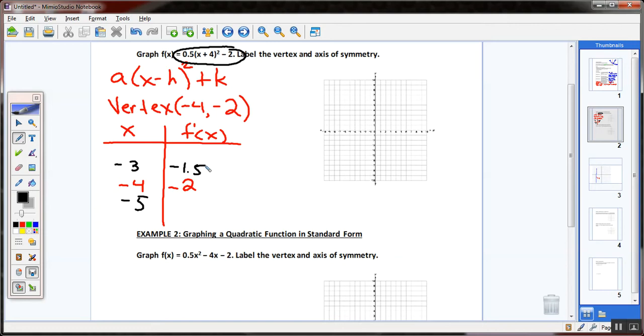Oh my gosh, what did you notice about these two values? They're the same. So one point is (-3, -1.5). The other is (-5, -1.5). You start going the same distance from your vertex left and right. Don't you get the same values out? That's what symmetry is. It mirrors itself.